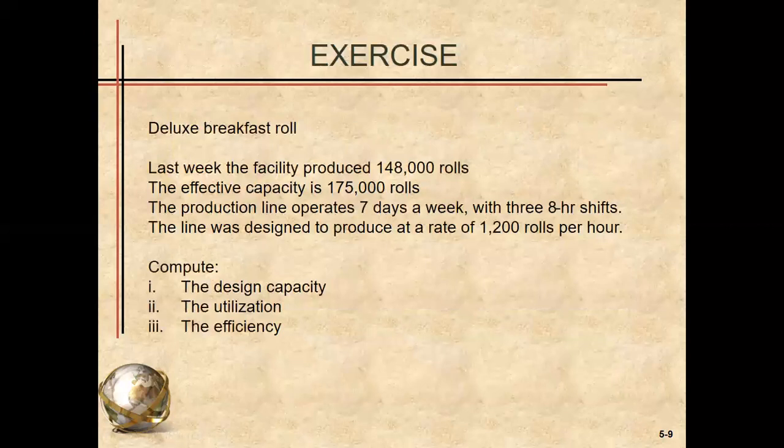Okay, this is the exercise. Last week, the facility produced 148,000 rolls. The effective capacity is 175,000 rolls. The production lines operate 7 days a week with 3 8-hour shifts. The line was designed to produce at a rate of 1,200 rolls per hour. So compute the design capacity, and then the second is the utilization, and then the third is the efficiency.